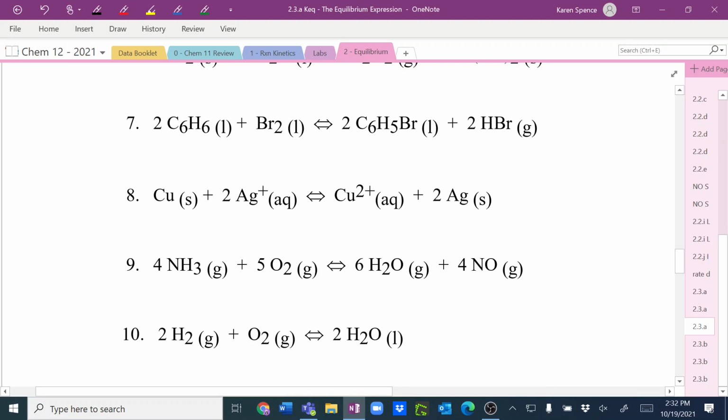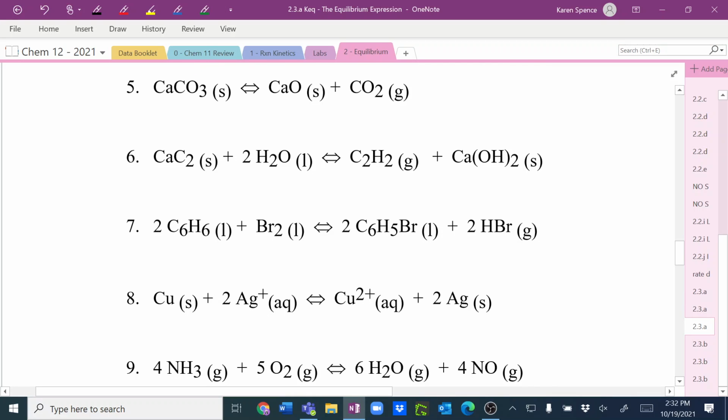Just making sure we're feeling good about the liquids. In number 6, there is only one liquid in that whole equation. Do we include it? No. Do not include it if there's only one liquid. However, if we have 2 or more, like this one, which has 3.